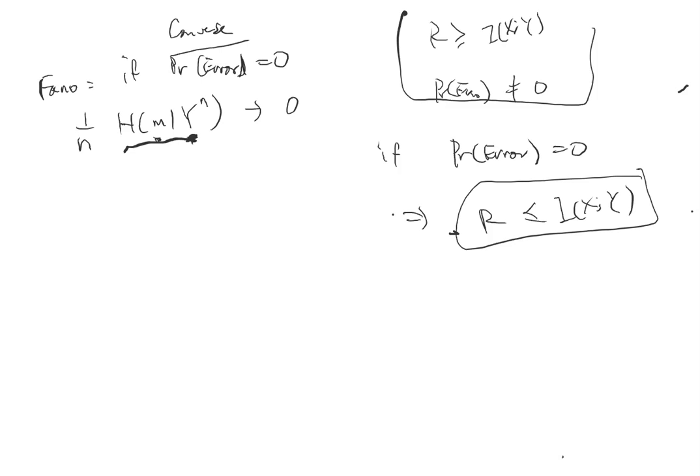For the Fano, I will start by defining the error event. The error event will be an indicator saying M is not equal to M hat. Maybe I use capital M instead, since this is assumed to be a random variable as well. So this is the error event, and when M is not equal to M hat, that is the error.